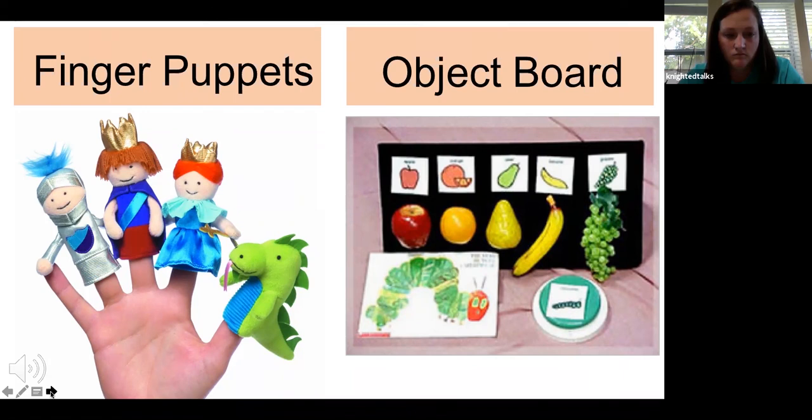And also you can consider using something like an object board on the right. You can see this was adapted probably for a child with special needs. They have the book, which is The Very Hungry Caterpillar. They have visual supports, which are just the very plain images on the top with the word of each item. And they have 3D items that you can hold, which of course are not real fruit, but the child can pull it off of that Velcro board that they have.